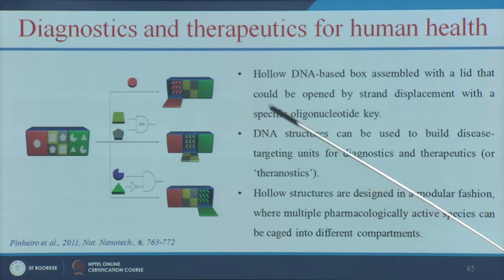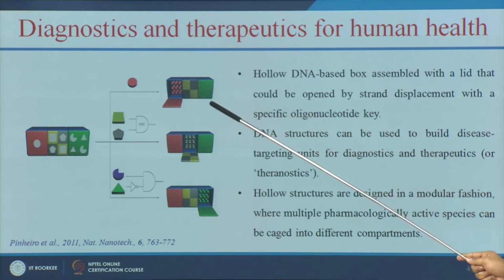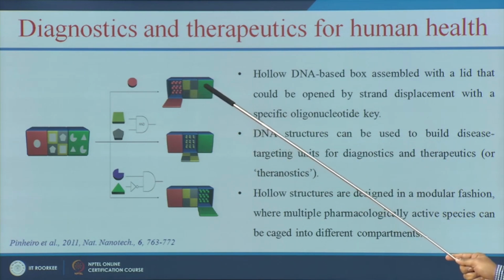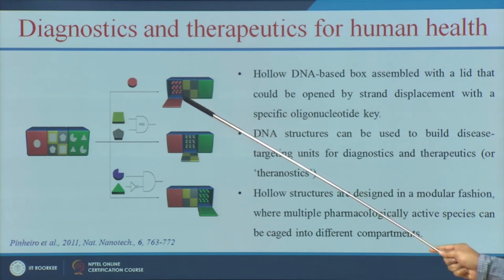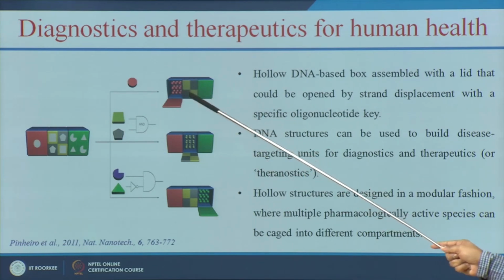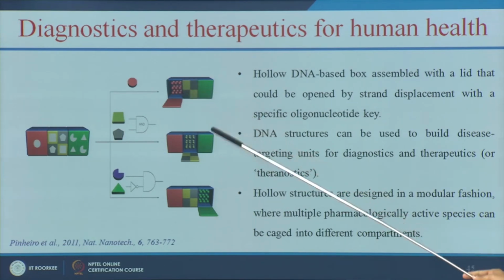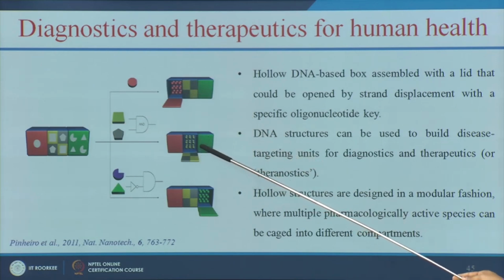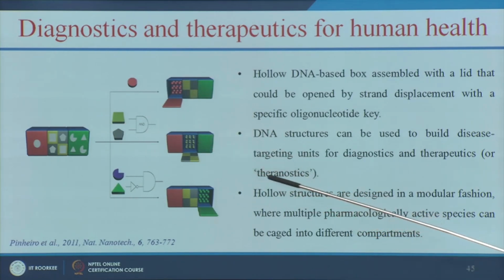So, we can advance this DNA based box, okay. This hollow DNA based box can be assembled with the lid, okay, and it could be opened by a strand displacement with the specific oligonucleotide key. So, this box can be opened with the oligonucleotide key. If you have a DNA sequence that will open this box, you can make this kind of box with 2 different kinds of anti-cancer drugs or one box with the imaging agent. So, that is called a theranostic nanoparticle.